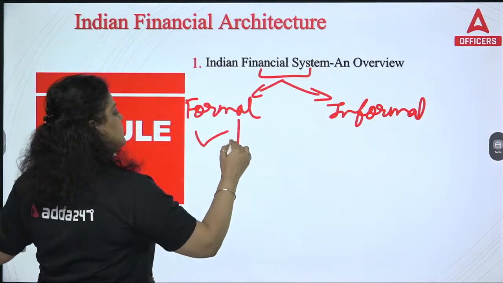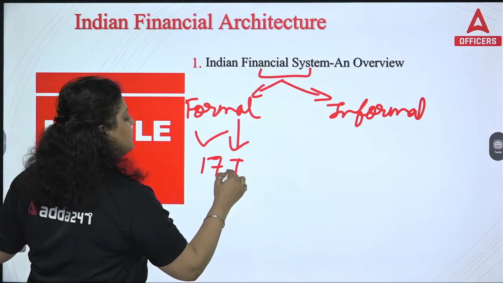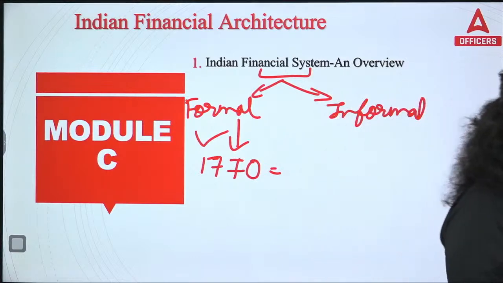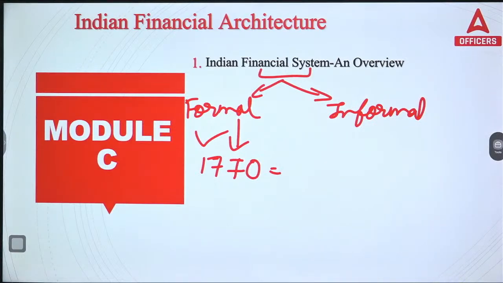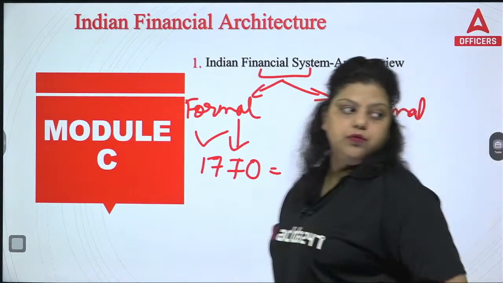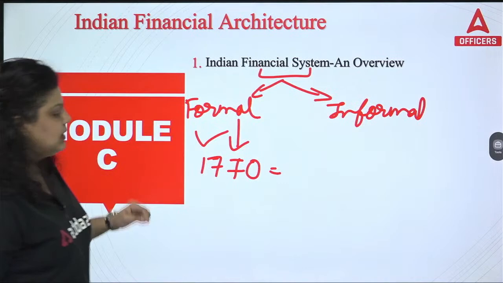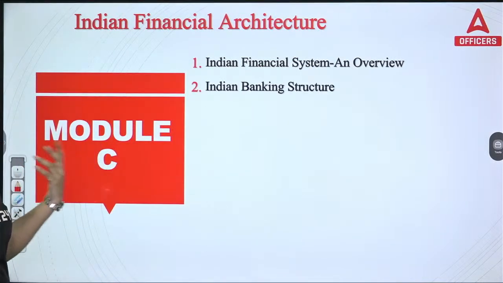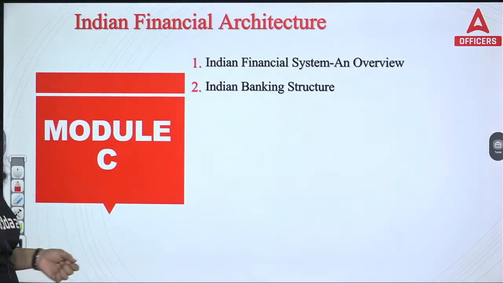The formal financial system in India started from 1770. Let me know which bank was established at that time. In 1770, which bank was established? Let me know. So the formal financial system started from 1770. This is what we have to cover, the overview, how the Indian financial system evolved. And the bank was the Bank of Hindustan.